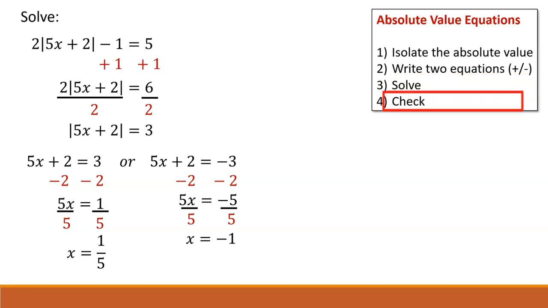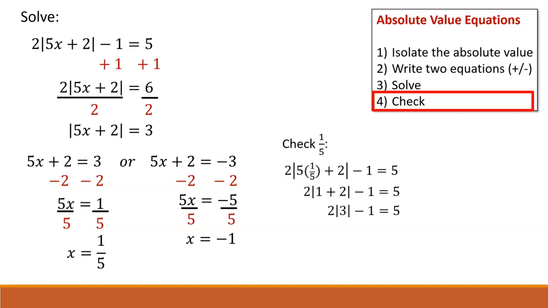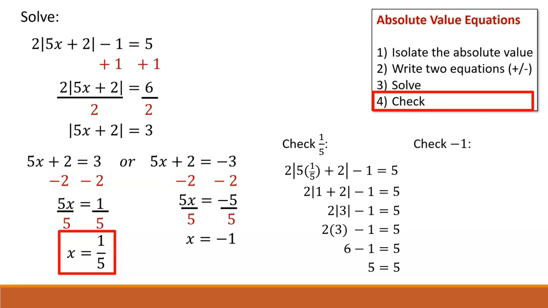Now our final step, let's just check and see if these are solutions, starting with the 1/5. We'll put 1/5 in the original equation for the x, and then we'll simplify. Remember, the absolute value of 3 is 3, so we have 2 times 3 minus 1 equals 5, which means once we simplify, we get the statement 5 equals 5, which is true, and that tells us that 1/5 is a solution. For -1, we'll do the same thing.